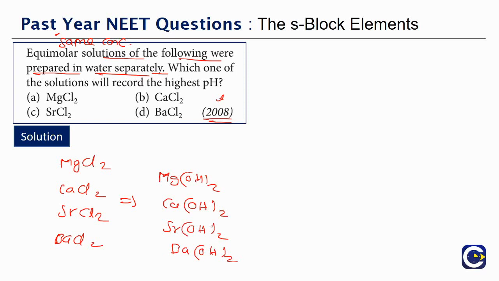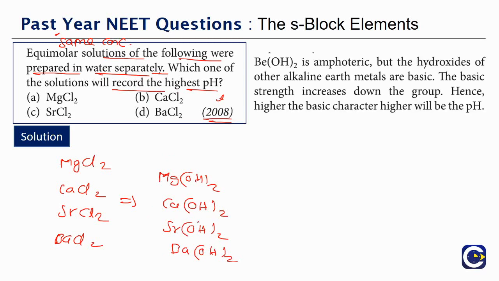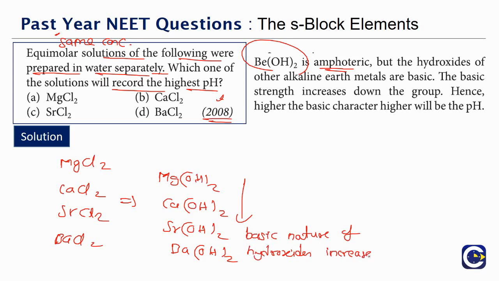Now we have to find which of them will have the highest pH. If you look at the basic nature, what is going to happen to it as we go down the group? Beryllium hydroxide is amphoteric. Other than that, all are basic. But as we go down the group, the basic nature of the hydroxides will increase. This is the trend for both the first group as well as the second group. It means barium hydroxide will be the most basic.